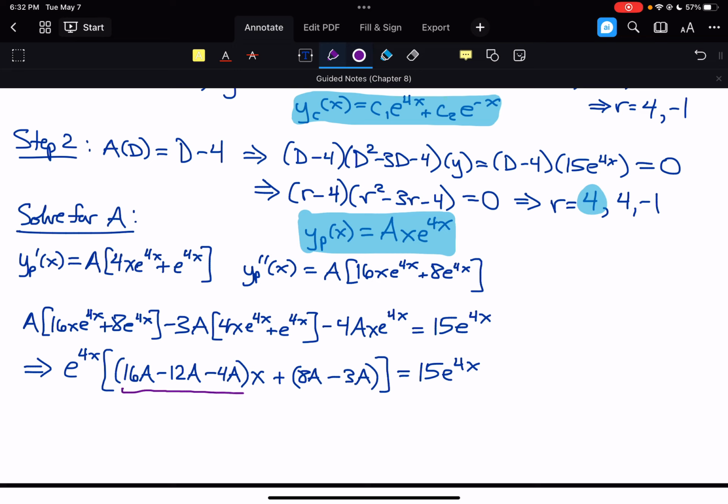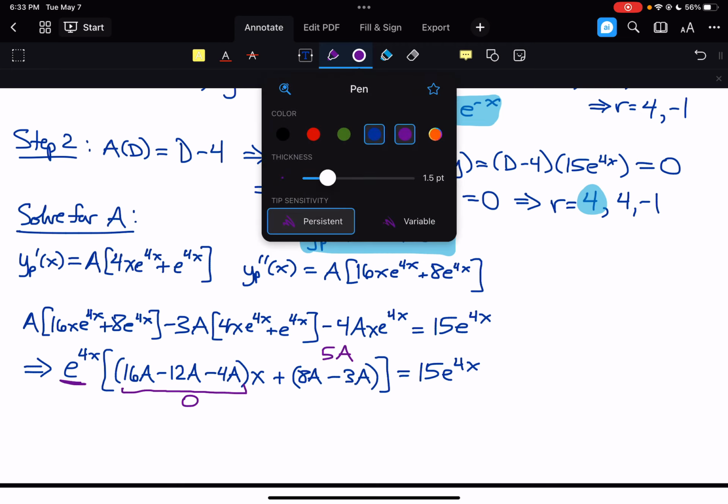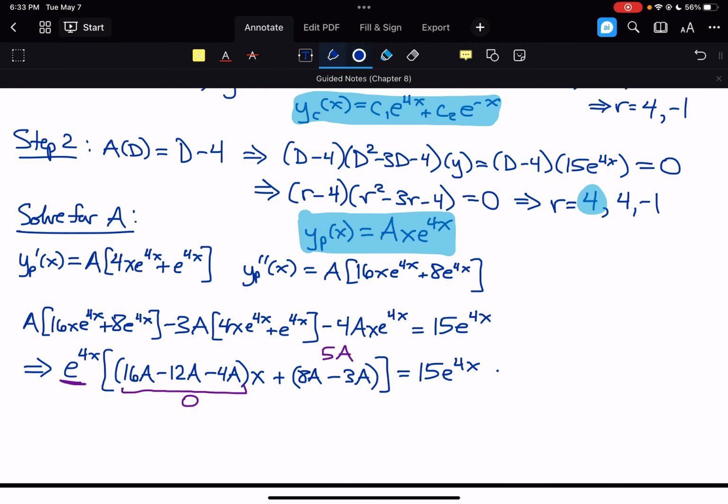This difference becomes 0. So that whole first term with the x is gone. All we have left is just 5a times e to the 4x. So we have 5a e to the 4x equals 15 e to the 4x. So a is 3.